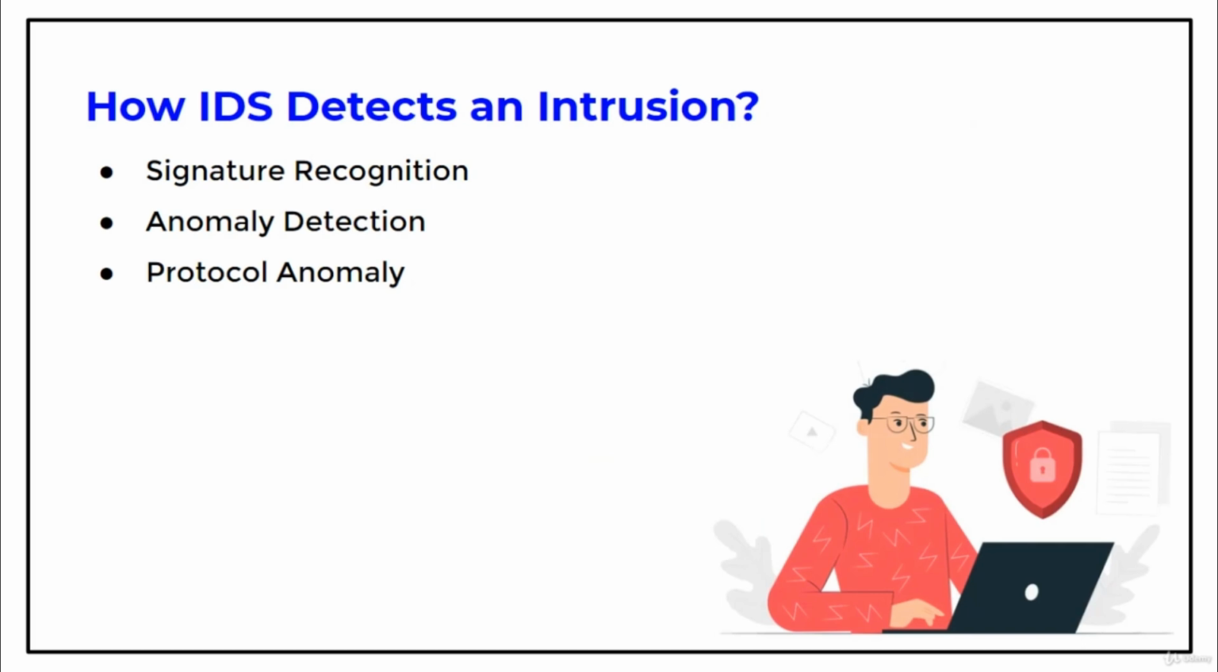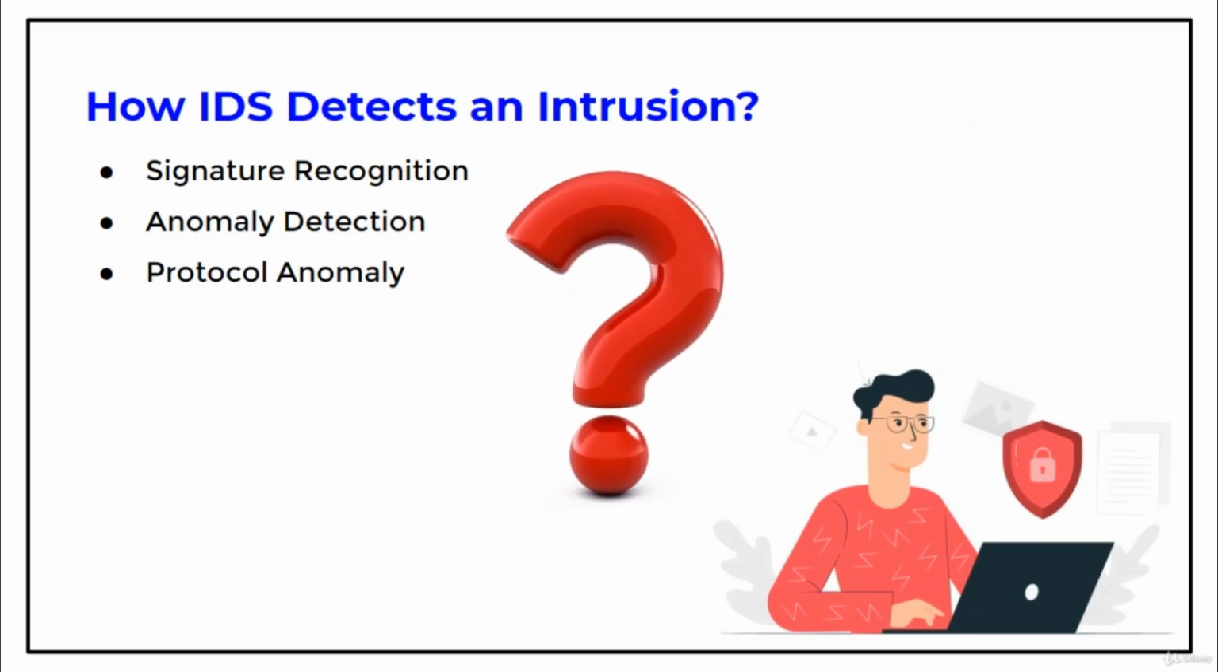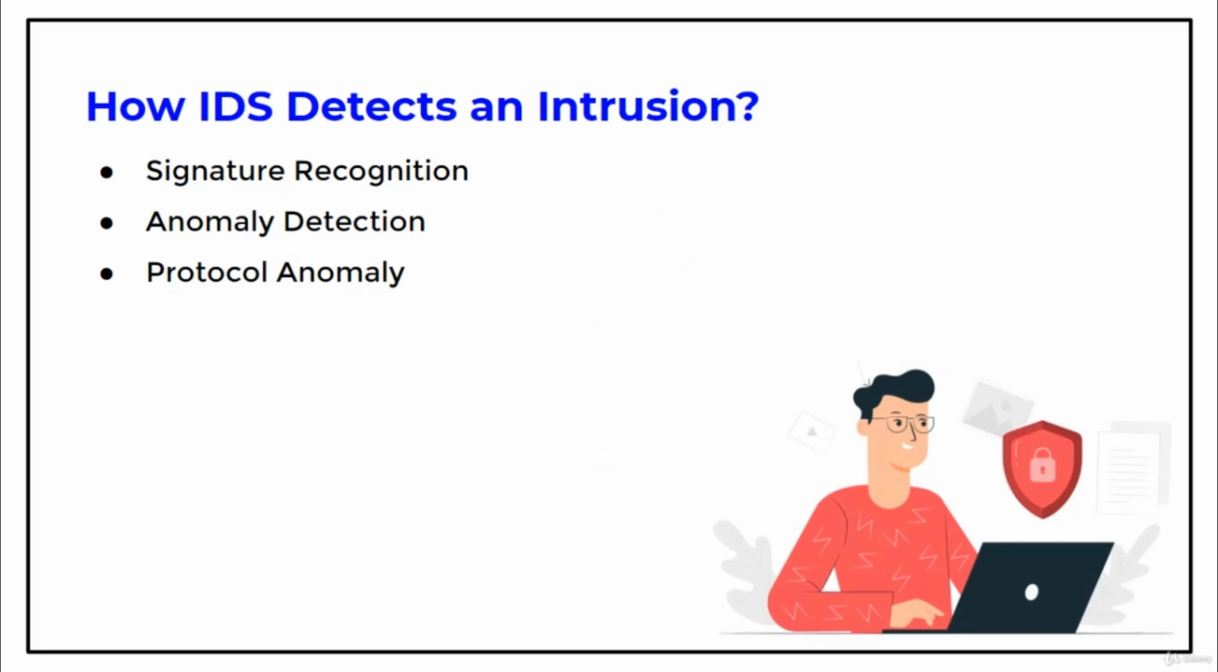Now, how does IDS detect an intrusion? Like, how does it identify whether this packet is a bad packet or I should allow this packet to go? Now, there are detection methods of IDS. The first is signature based recognition.